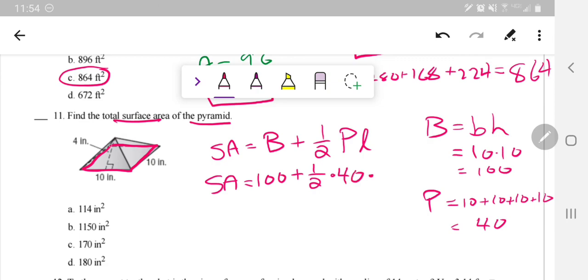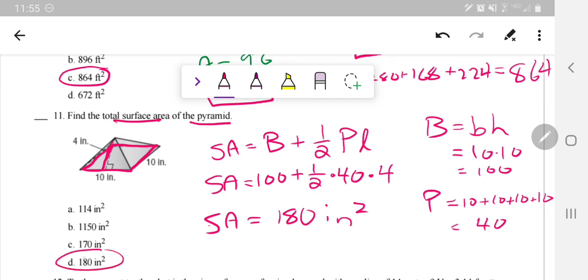And the lateral height is the height of the triangles on the lateral faces. The lateral faces are triangles in this case, and that's going to be 4. When we type all that into our calculator, we get 180. Is this square units or cubic units? It's surface area. That's a two-dimensional measurement, so we get inches squared. So where are we? 180 inches squared.